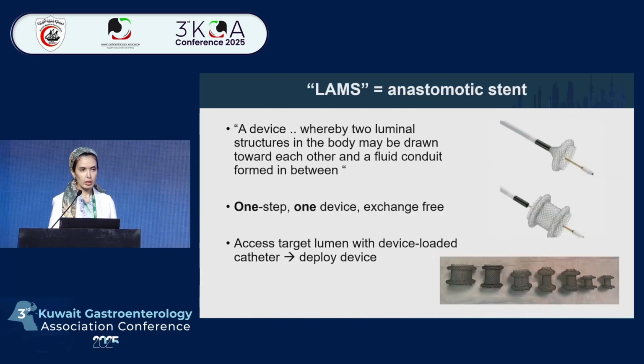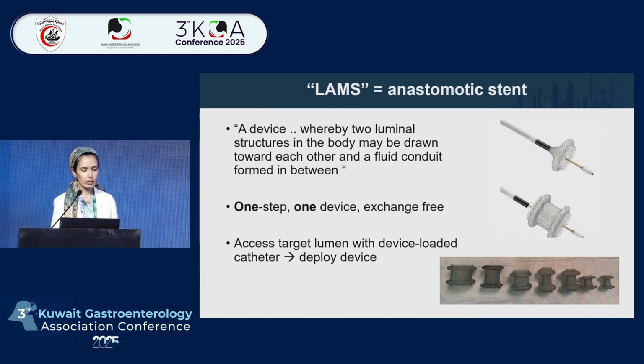More recently, the LAMS, or lumen opposing metal stent, or anastomotic stent, was developed. It's a device basically where two luminal structures in the body are drawn toward each other, and a conduit is formed in between them. It's a one-step device. It's exchange-free, and we use it with an EUS scope. So basically, we access the target lumen with the device-loaded catheter and deploy it into the collection.